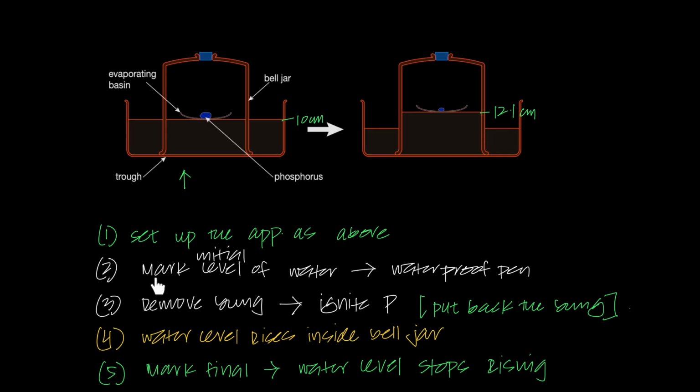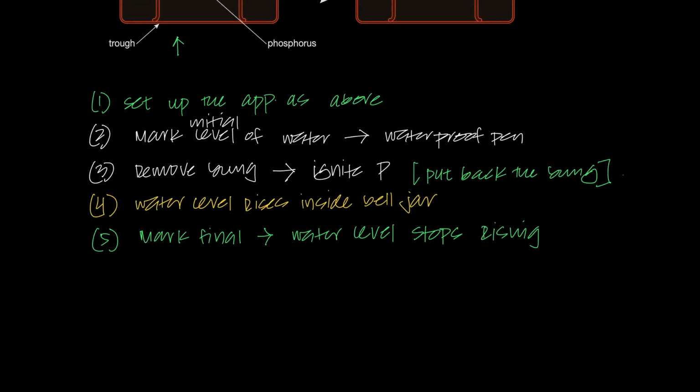So I've written the steps here. You mark the initial level of water with a waterproof pen, remove the bung, ignite phosphorus with the help of a metal wire, and put the bung back. Then the water level is going to start to rise inside the bell jar, and you're going to mark the final reading when the water level stops rising, right? And then you're just going to take the difference.